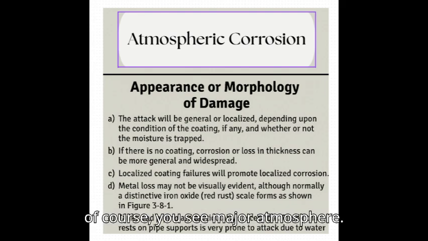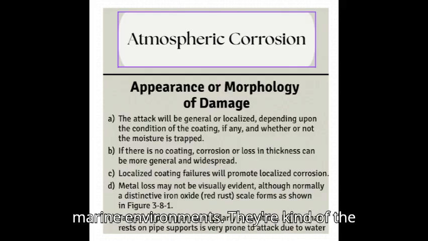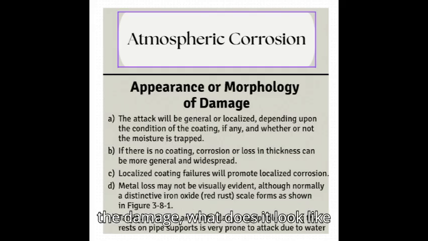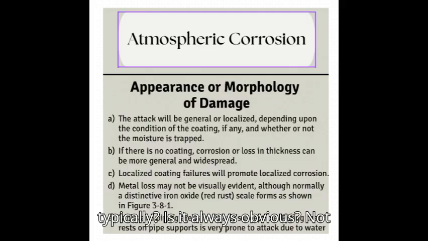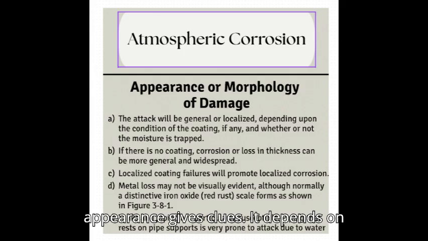And of course, you see major atmospheric corrosion on things like piers and docks in marine environments. They're kind of the poster children for this type of relentless attack. When you actually find the damage, what does it look like typically? Is it always obvious? Not always obvious how deep it is, but the appearance gives clues.